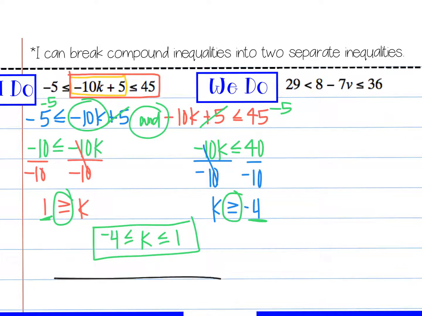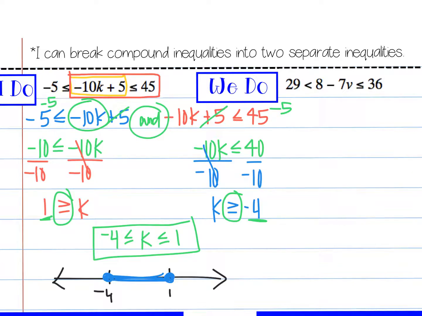All right, so I'm going to put my number line. I've got -4. I've got 1. And so I know 1 is a solution, -4 is a solution, and my k's are going to be somewhere in between. And sometimes, if you are struggling with putting that together, it's easier to put these on a graph and then write your inequality from the graph.